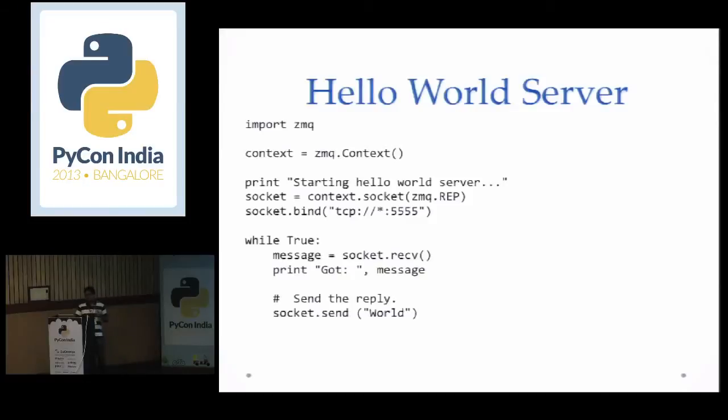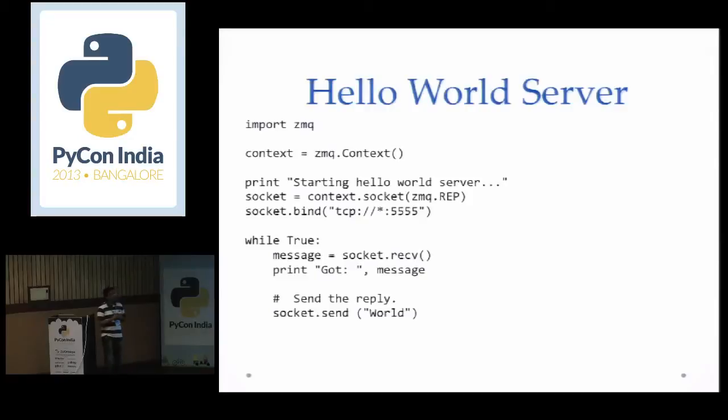So I create the context, then I just print a starting hello world server, and I create the socket. Creating the socket is just context.socket, and what is the type of socket I need? This is a ZeroMQ reply socket. This socket is used to send replies back to the client.